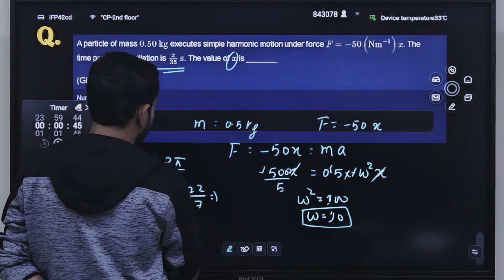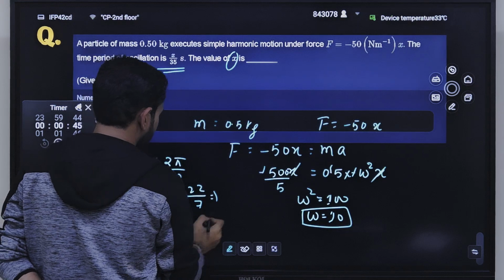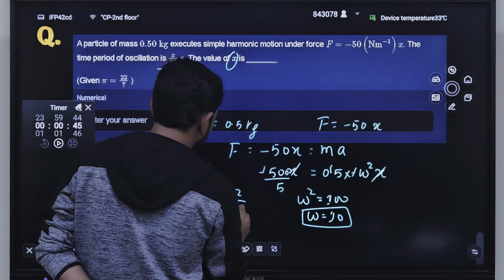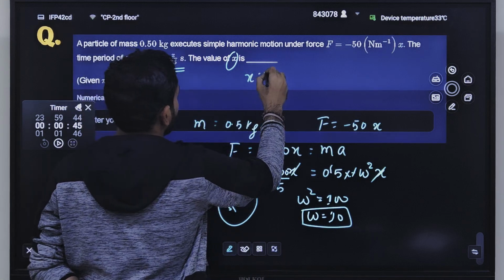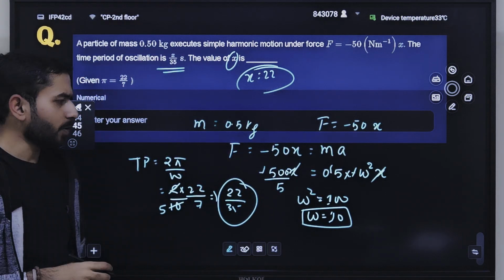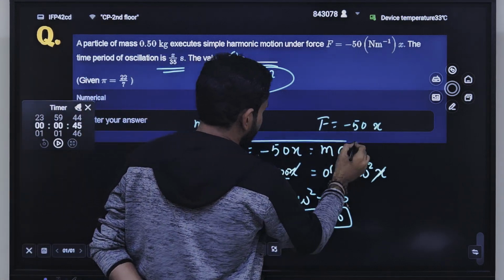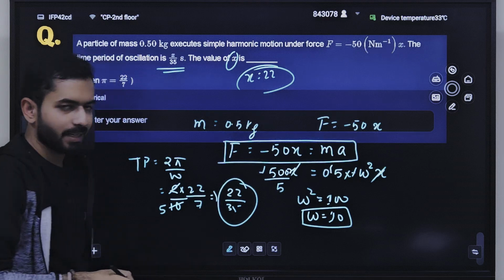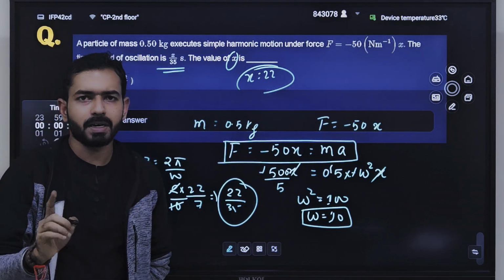Correct? What you can do further, because here the denominator factor is 35, that may also be 35. What is it? 22 divided by 35. That means what is the value of x? X is equal to 20. This was the integer kind of question. I hope that this question is clear. What is the concept that we have applied? Force is equal to mass into acceleration, and we have put the value of acceleration. From there we got omega, and once you got omega, you can write the time period very easily.